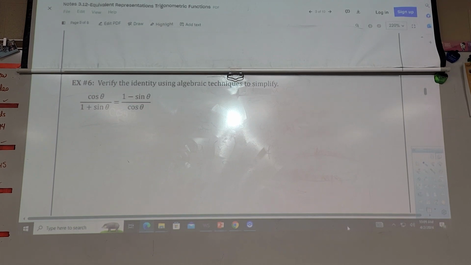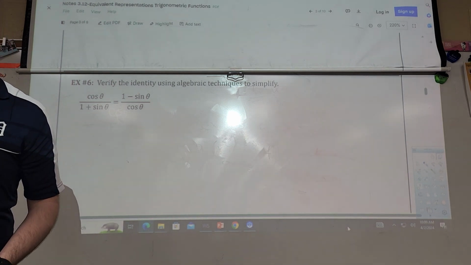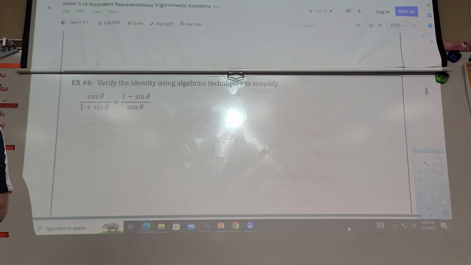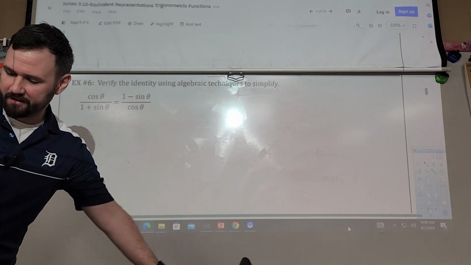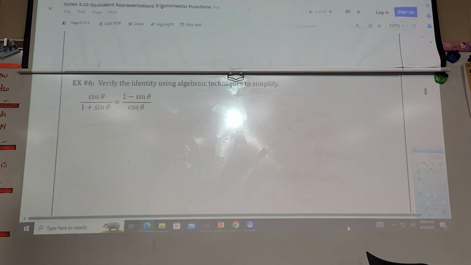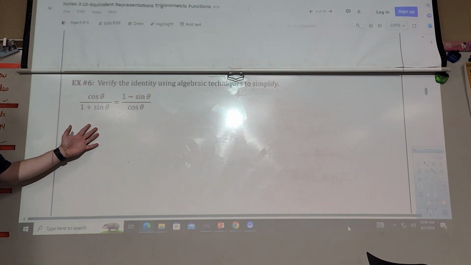Here we go. Let's do it. We got to do example 6. We're going to verify using algebra because we're algebros. All right. So, verify this identity.